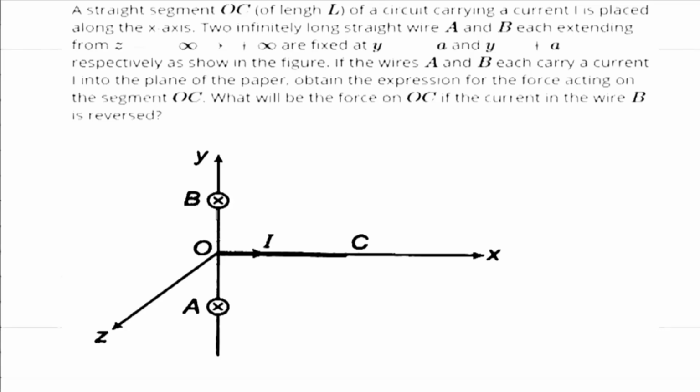Then what will be the force on OC if the current in the wire B is reversed? So if the direction of current is reversed, what happens to the force on OC? We are supposed to calculate.